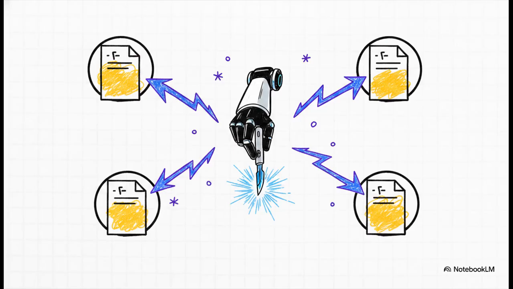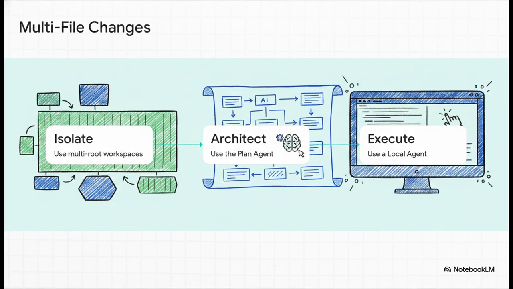Which brings us nicely to surgical multi-file agent edits. We're talking about pulling off complex architectural refactoring, say updating an API contract across a bunch of different services, and doing it simultaneously without any of that manual copy-pasting. So here is the absolute ideal workflow for those massive changes.